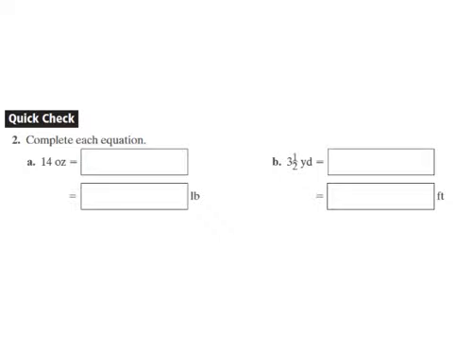For number 2A on the quick check, we're going to complete each equation. We're trying to figure out what 14 ounces is in pounds. So we're going to take 14 ounces over 1 equals 1 pound over 16 ounces. This will allow us to cross-cancel the ounce labels. Right now we have 14 over 16, which can be simplified. 2 goes into 14 7 times. 2 goes into 16 8 times. So it simplifies to 7/8 of a pound. 14 ounces is 7/8 of a pound.